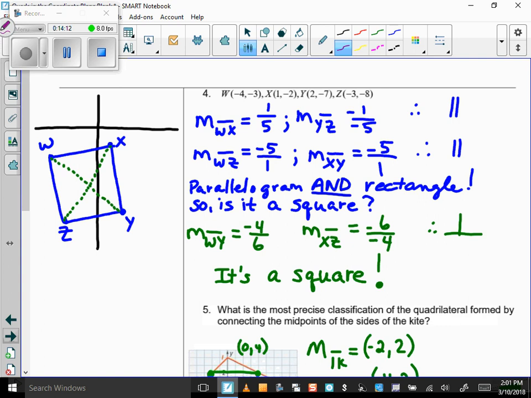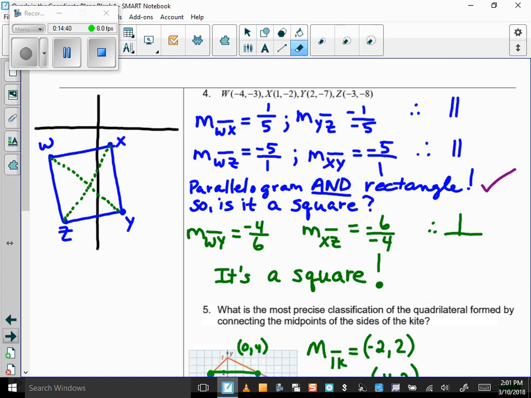Number 4, same thing. Found out that I have opposite congruent sides, so I know I've got a parallelogram. I also can see that these consecutive, or adjacent, sides are perpendicular to each other because their slopes are negative reciprocals of one another, and that's what I saw right here. So that tells me it's a parallelogram and a rectangle. Sorry, I'm getting ahead of myself here.